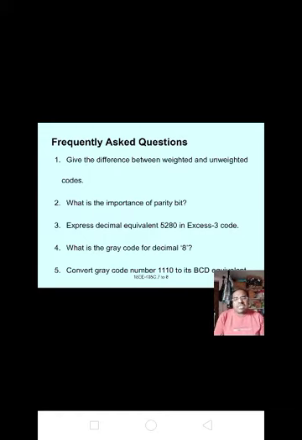Next, what is the Gray code for decimal 8? The binary code for 8 is 1000. For Gray code, the first 1 is written as it is, then 1 plus 0 is 1, 0 plus 0 is 0, 0 plus 0 is 0. The Gray code is 1100.